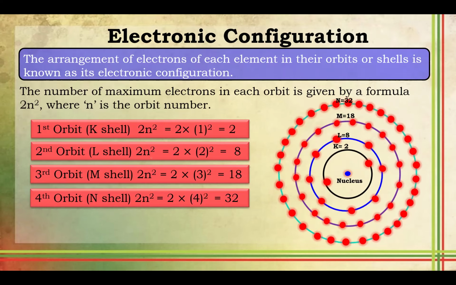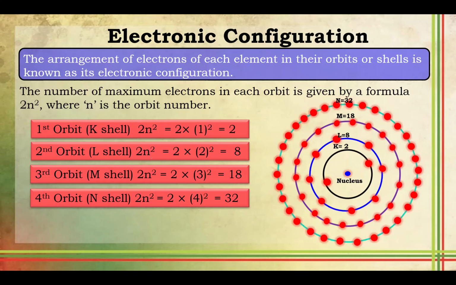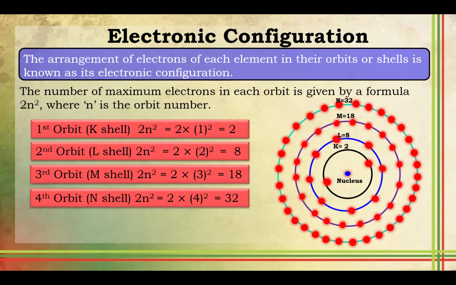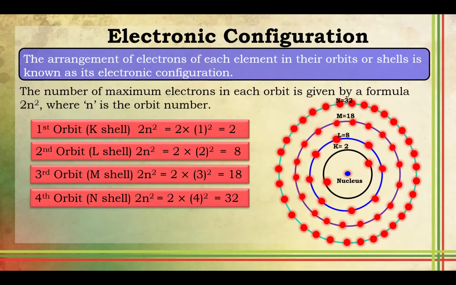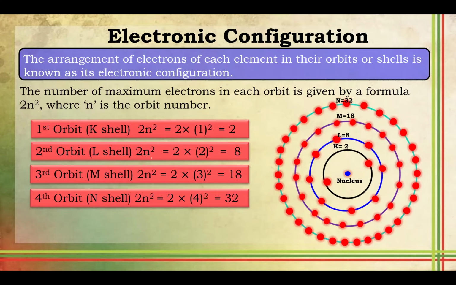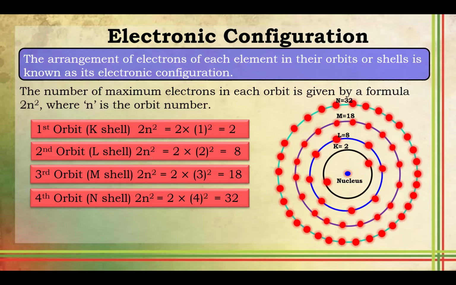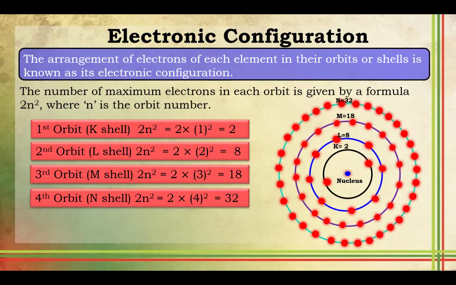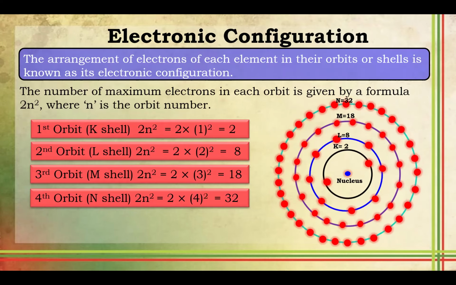But there is one rule, beta. Now I am coming to your point. If it is the last shell, the last shell cannot have more than 8 electrons. I'll explain that. First, what I want all of you to write.